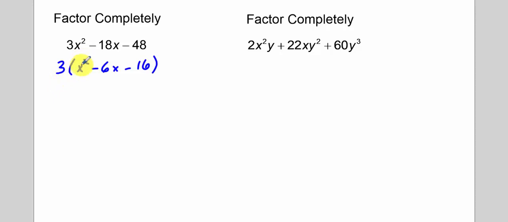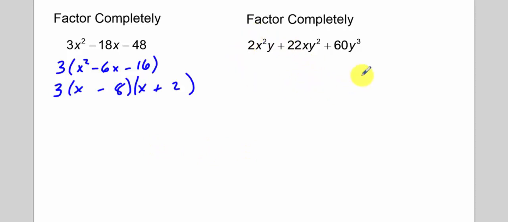And then this is just a x squared minus bx plus c. So I'm going to look to see what multiplies to 16, adds to 6. So that's 8 and 2. 8's got to be negative, 2's got to be positive, and now it's completely factored.